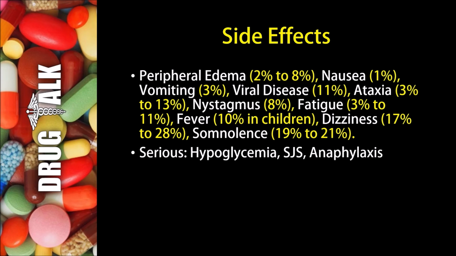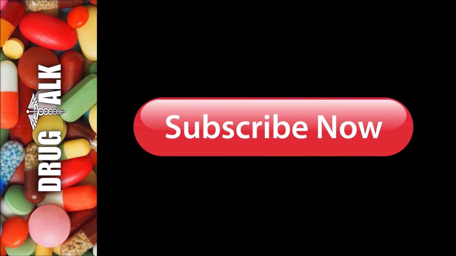Now, some more rare but serious side effects would be hypoglycemia, or low blood sugar, a dermatological reaction known as Stevens-Johnson syndrome, or an anaphylactic reaction. That's all we're going to talk about today with gabapentin or Neurontin.